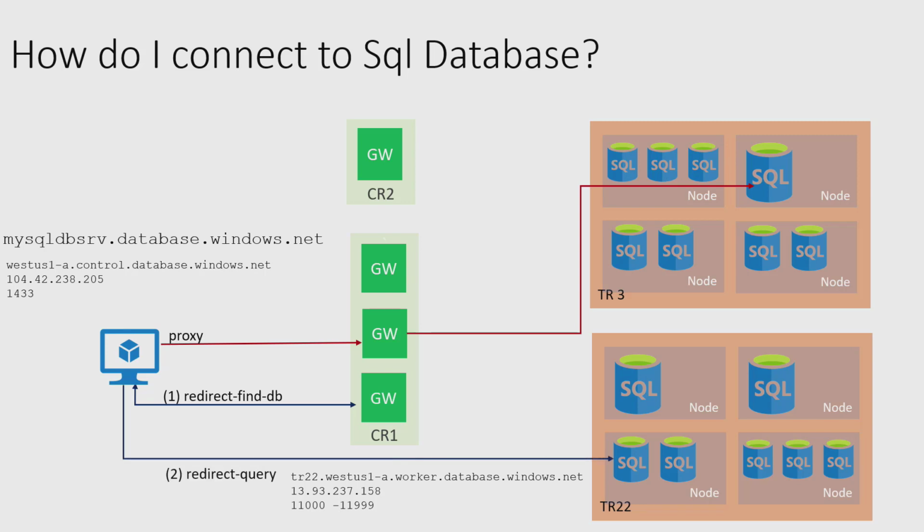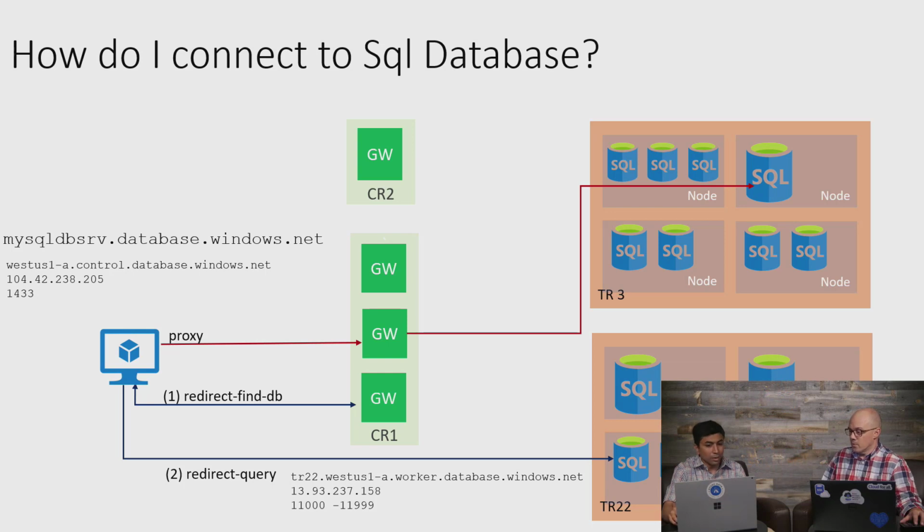And that is where the redirect method, or redirection, is the connection policy, where we redirect you to that node. So you connect directly to the SQL database, and the gateway doesn't come into the picture ever again for that connection. Cool. Okay. So that's the basic architecture, and you understand how to connect.